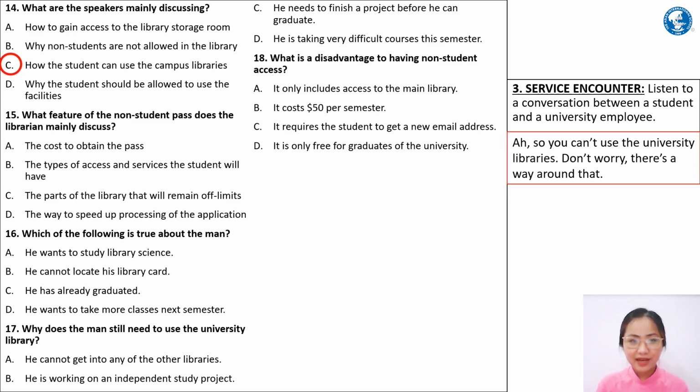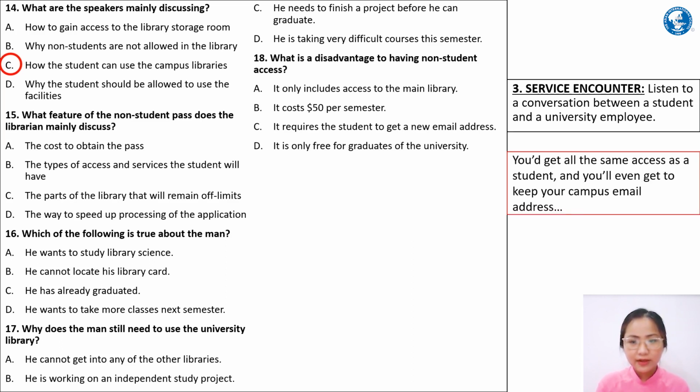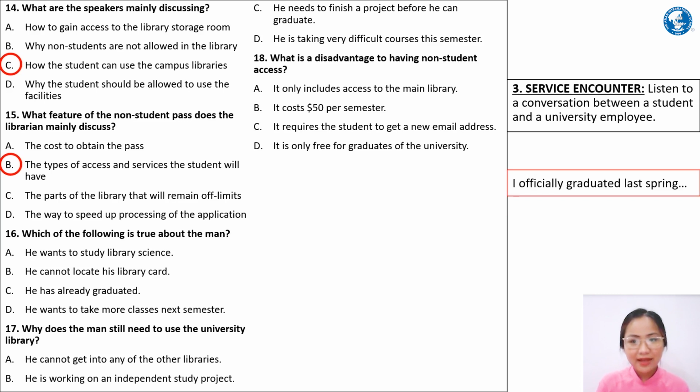Question number 15. What feature of the non-student pass does the librarian mainly discuss? So you get all the same access as a student, and you even get to keep your campus email address. The answer for this question is B. Question number 16. Which of the following is true about the man? The man officially graduated last spring, so the answer is absolutely C.